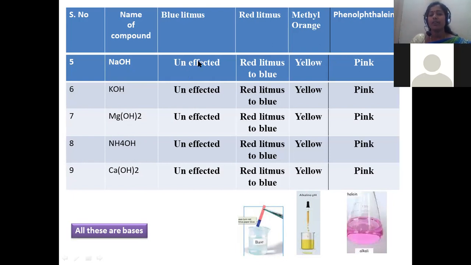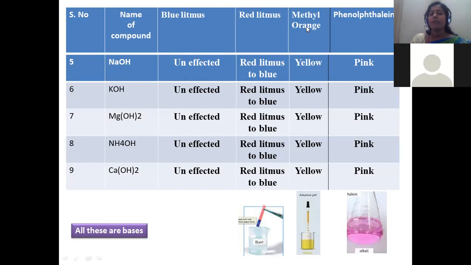When the blue litmus test is conducted, it will not be affected. Color change will not appear in blue litmus paper. When red litmus is soaked into this, either NaOH, KOH, magnesium, ammonium, or calcium hydroxide, what happens? Red litmus turns blue. This indicates that the given compound has basic nature. pH will be more than 7.